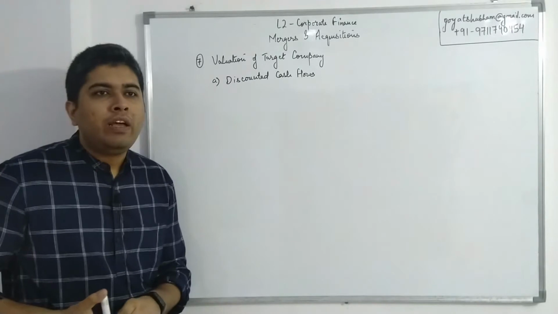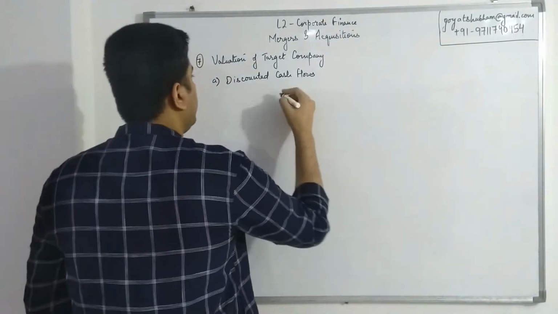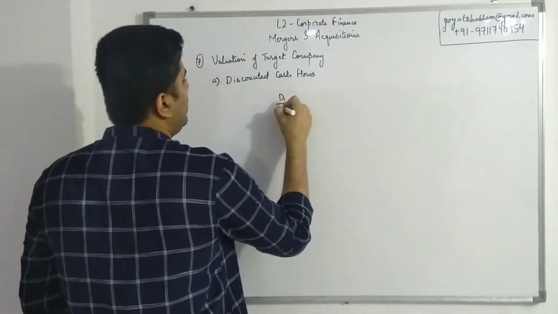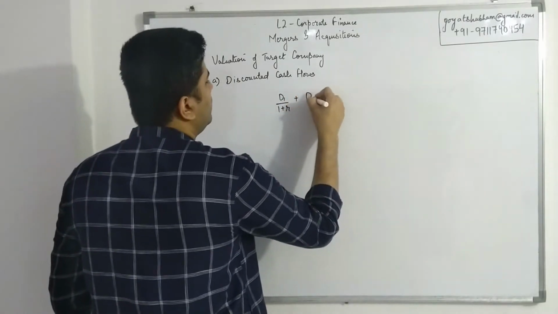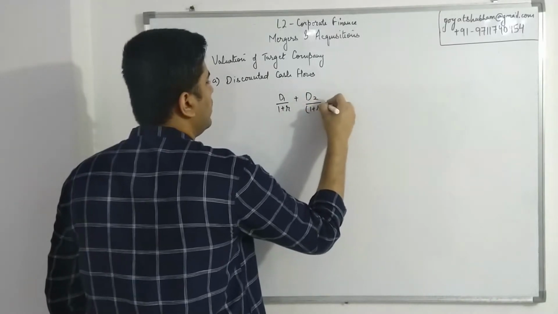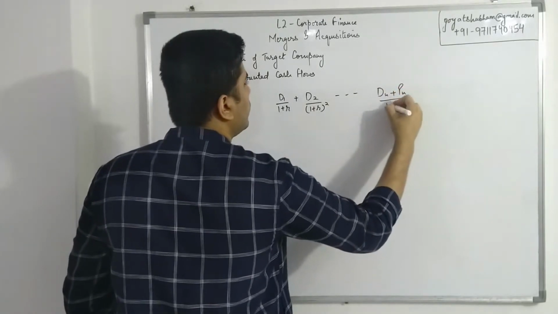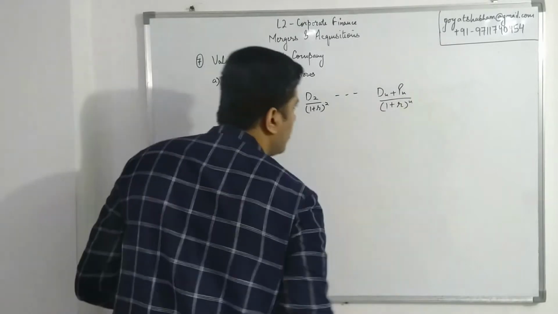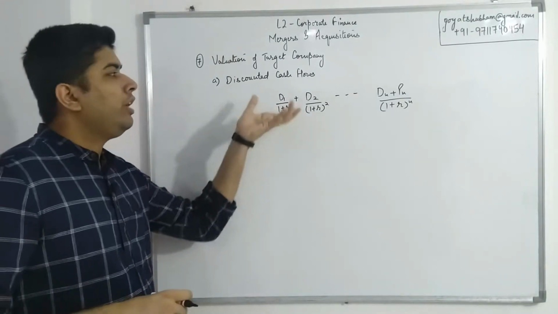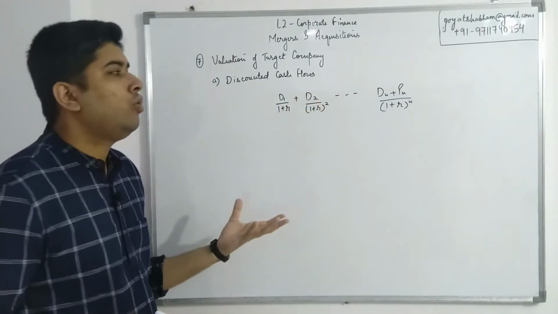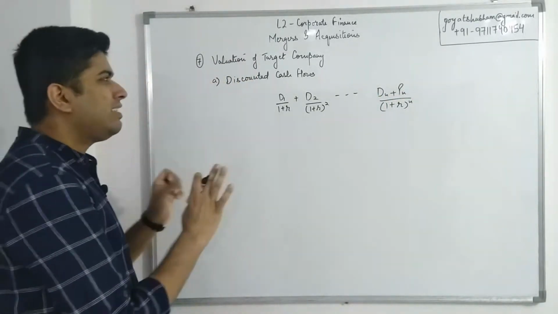If you remember from Level 1, dividends based valuation, we used to have an equation something like this: D1 upon (1 plus R), where R would be cost of equity, plus D2 upon (1 plus R) squared, and so on, Dn plus Pn upon (1 plus R) to the power n. Mostly this was covered in case of a two-stage model where you had dividend initially growing at a higher growth rate and then eventually it would grow at a stable growth rate. So your price used to be the terminal value. We are going to use the exact same logic here.